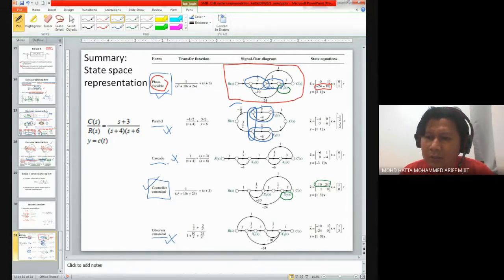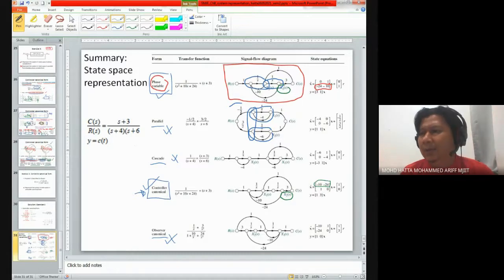In MATLAB, normally it will represent your state space model in the form of controller canonical form. And of course, this controller canonical form is very useful for you to design a controller. When you try to design a controller, normally you will use controller canonical form or phase variable form. It's easier.